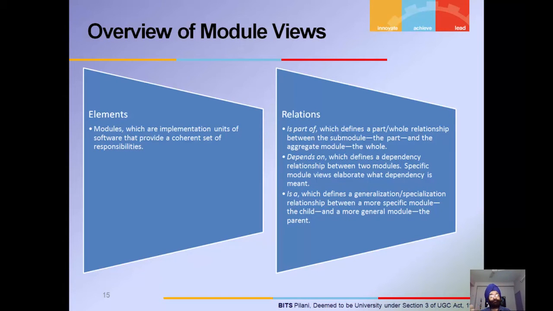Is a part of, depends on, is a. These are classic object-oriented terminology. So we see that this element or this module is a part of this element, a whole-part type of relationship. There is a dependency between elements. This element depends on that element. The two elements may depend on each other. So you have to depict this type of dependency in your module view.